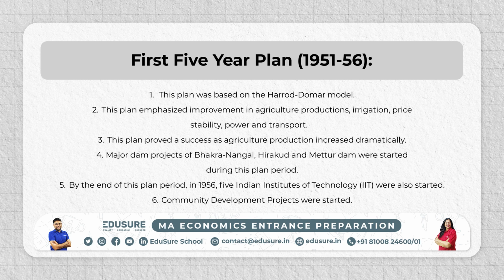Major dam projects of Bhakra Nangal, Hirakud and Mettur Dam were started during this plan period. By the end of this plan period, in 1956, five Indian Institutes of Technology (IIT) were also started. Community development projects were started.